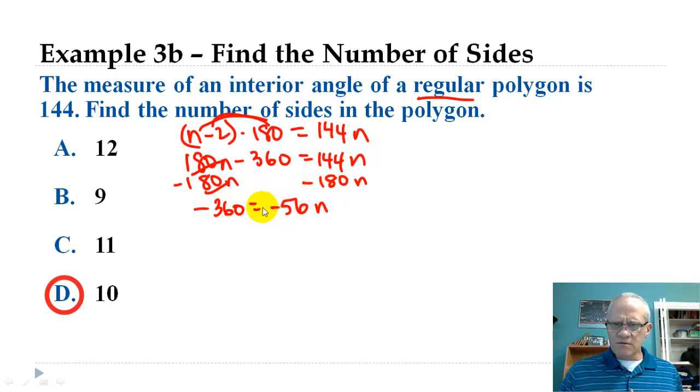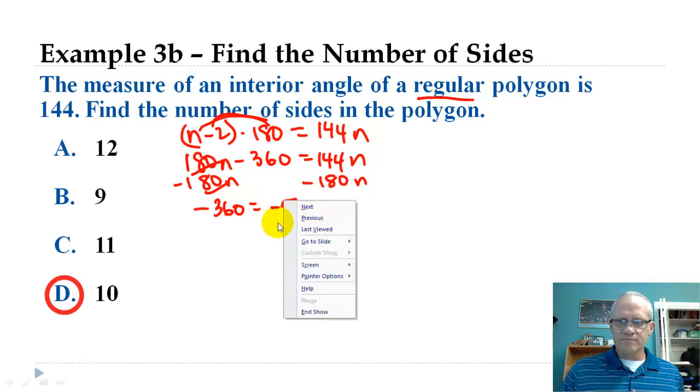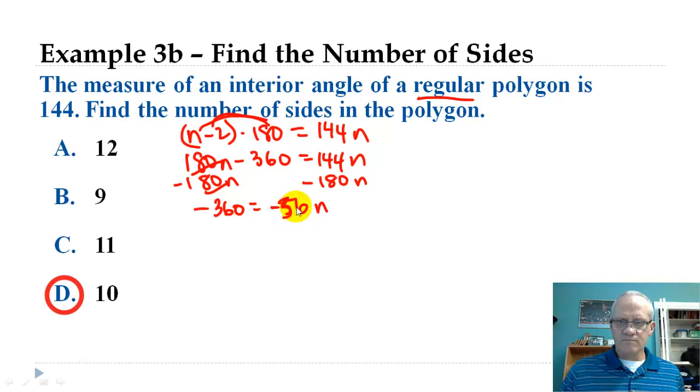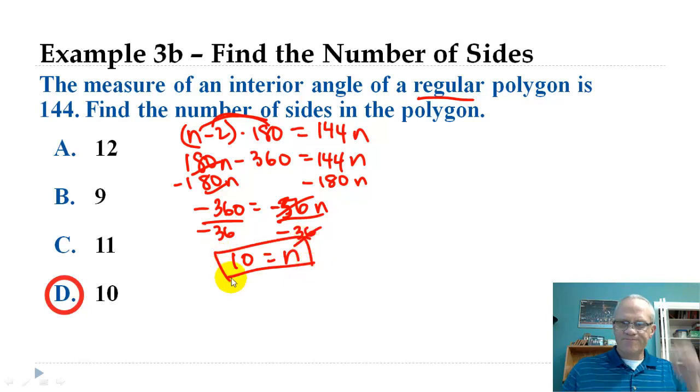Sorry, 36n. I went the wrong way with that. Trying to make that a 3 as much as we can there. And then divide by negative 36. And negatives cancel. 360 divided by 36 equals 10.